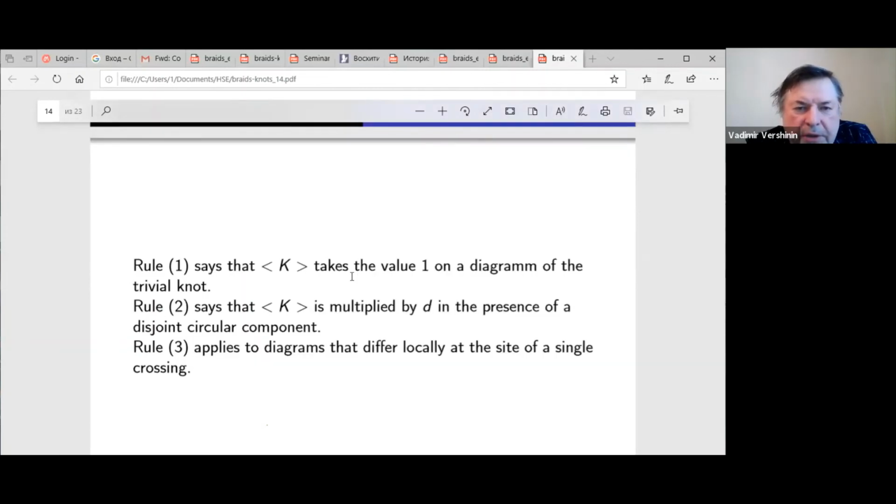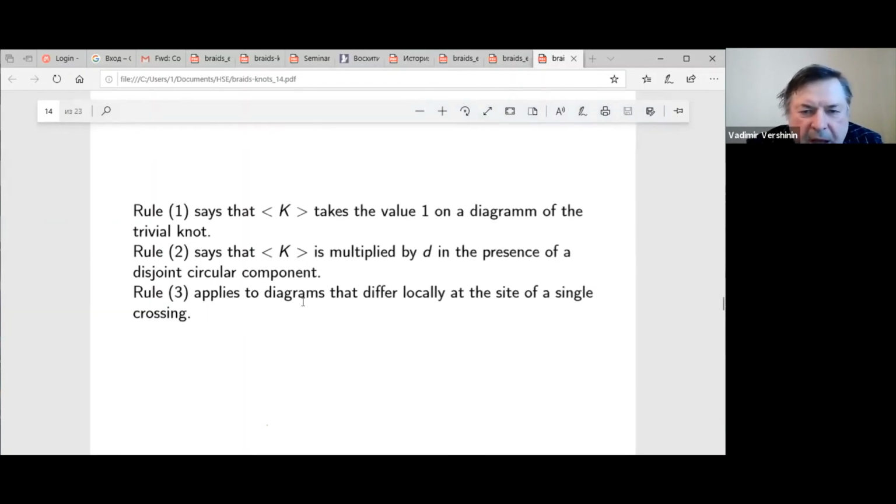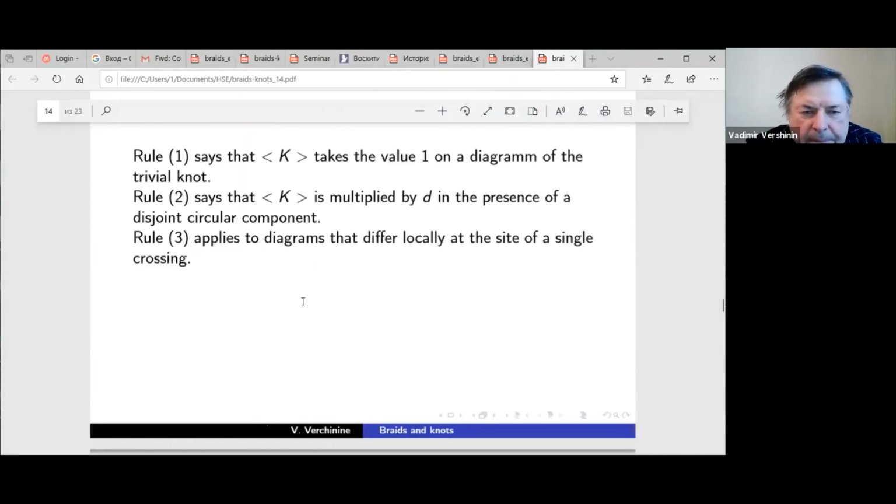What does it mean? We shall see in detail. So the axiom 1 means that it gives value 1 on the trivial diagram. The axiom 2 gives that you should multiply. If you have somewhere an unlink, you may escape, but you should multiply by some variable D. Okay, and 3 means that the diagrams are locally the same, okay?